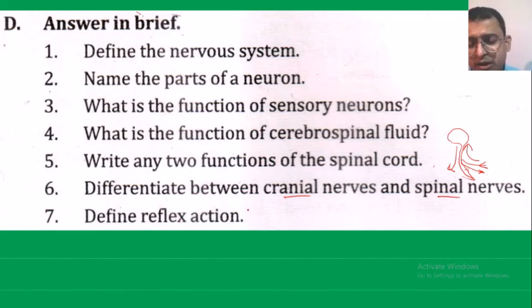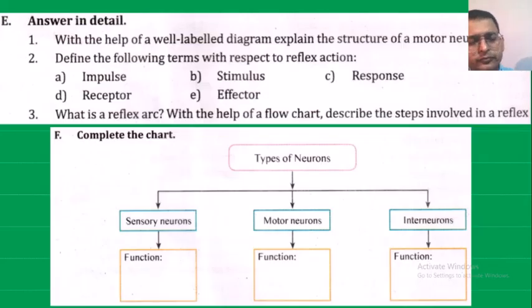What is the reflex action? Reflex action is an involuntary response. Okay, sudden involuntary response to a given stimulus. With the help of a well-labelled diagram, explain the structure of the motor neuron. It's given in your textbook. You can refer to it. Define the following terms with respect to the reflex action, that is the impulse, stimulus, response, receptor, effector. Okay, these terms are all highlighted in your textbook. Please read them well.